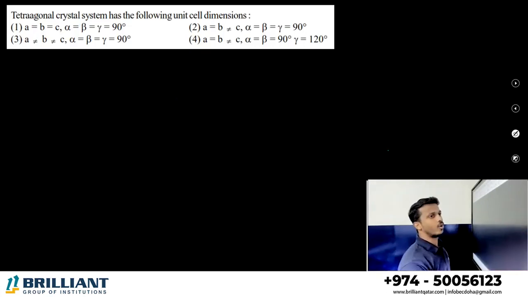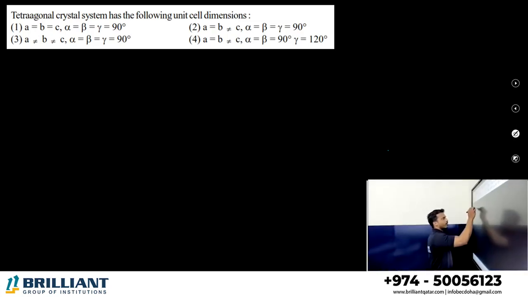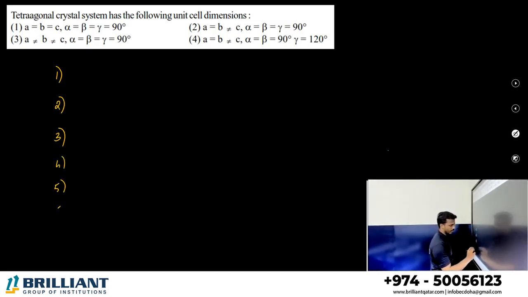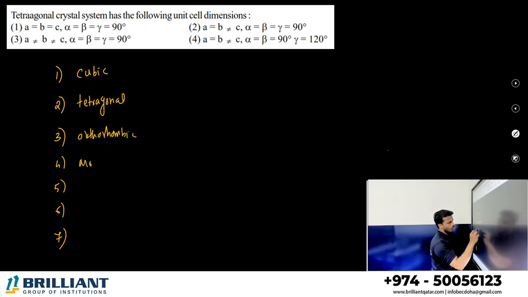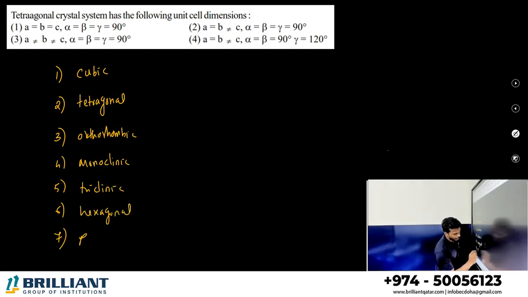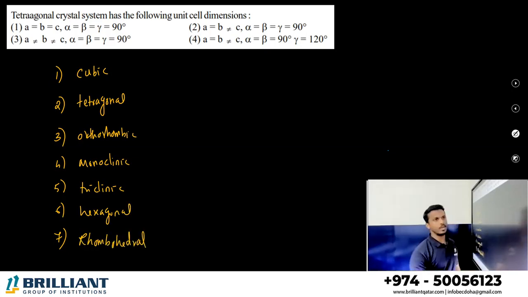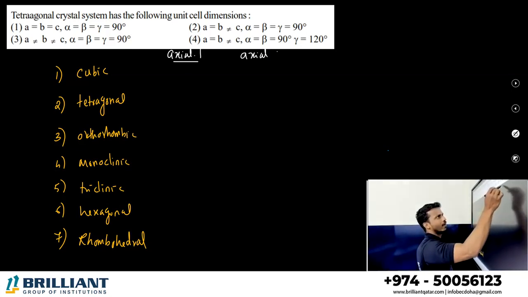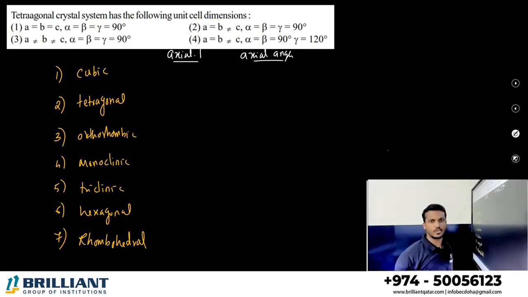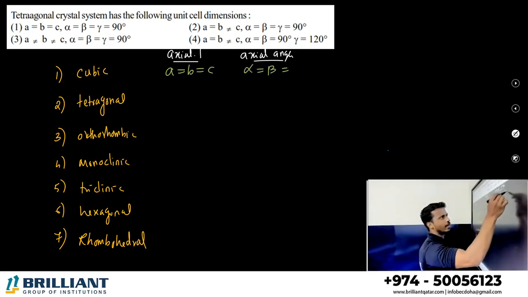Tetragonal crystal system has the following cell dimension. Dear all, we studied total there are 7 type of crystal system, and among the Bravais lattice 14. So the first system, let me tell you, 1, 2, 3, 4, 5, 6, 7 system. You know the name of the 7 system? Cubic, tetragonal, orthorhombic, monoclinic, triclinic, hexagonal, and we have what? Rhombohedral, correct? Rhombohedral. Let me tell you what is the difference between their axial length and axial angle, alpha, beta, gamma, ABC length? You know, it's very simple to remember actually, except one or two. Cubic means, you know, all are equal, A equal to B equal to C, alpha equal to beta equal to gamma equal to 90 degree.